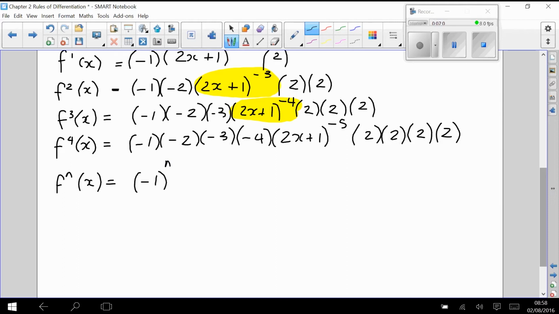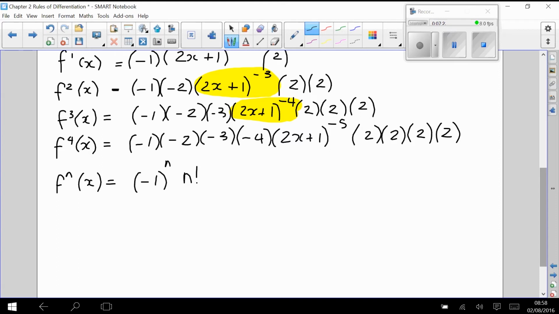Do you remember what I said to you? If I have, for example, in the fourth derivative, 1 times 2 times 3 times 4, that's the same as 4 times 3 times 2 times 1, which is 4 factorial. Well, in the nth derivative, I must then have n factorial.